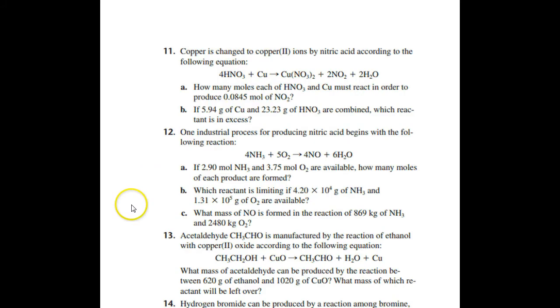For number 12, we have our reaction right there. And for letter A, it says if you have 2.9 moles of NH3 and 3.75 moles of O2, how many moles of each of the product are formed? So the first thing we're going to have to do is figure out which one of those between NH3 and O2 on the reactant side is the limiting one. And once we know the limiting, then we can figure out, based off the conversion factor, how much of each of the product is formed.